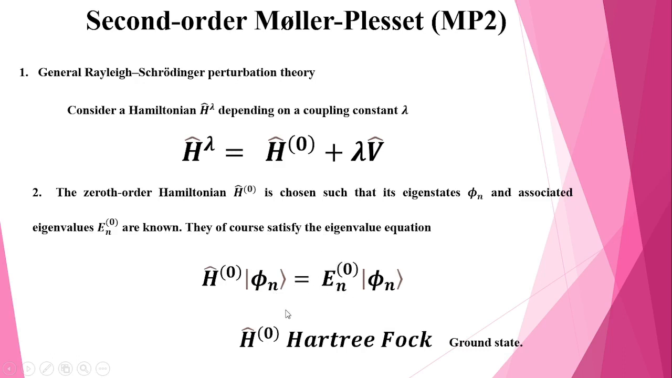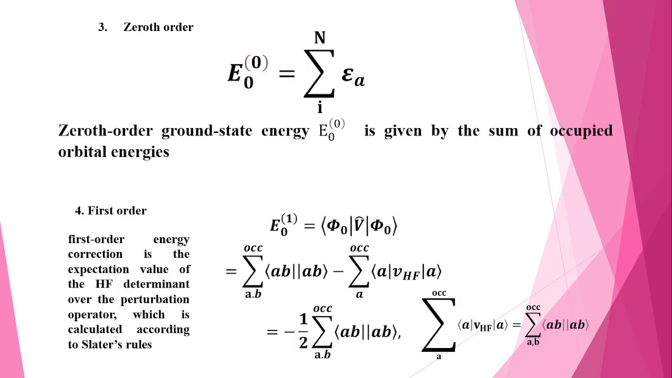So this H0, if you are dealing with a molecular system, will be the Hartree-Fock energy. So the Hartree-Fock energy is in the ground state, and your zeroth order term will be the summation over all occupied orbitals of the orbital energies, or you can say it is the summation of all the energy of the occupied orbitals. So this n is basically the number of occupied orbitals. So you have to sum over all the energies.